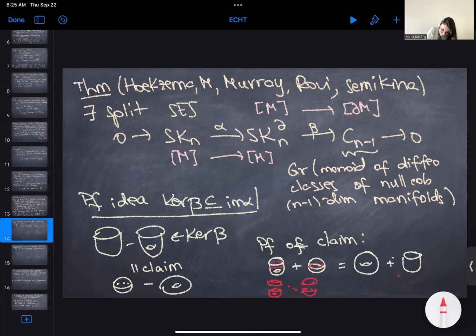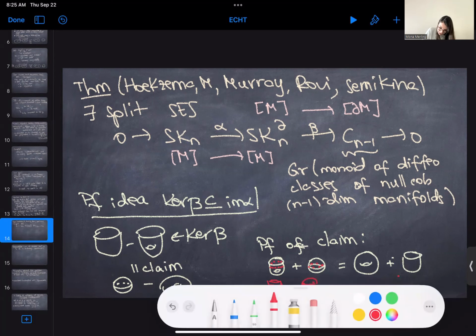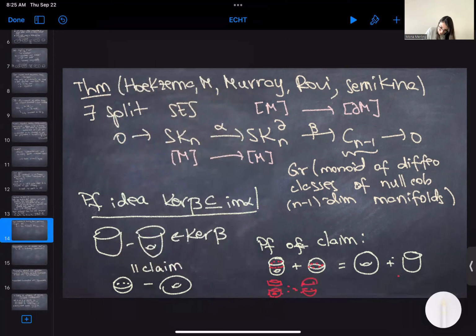Sorry, this should have a hole also. Now I paste them the other way, and you can see that now I get exactly what I wanted. When I paste this, I get this little cap, and when I paste these things together, I get the torus. So these are indeed SK equivalent. So I do have such a relation. Okay, so we have this exact sequence.